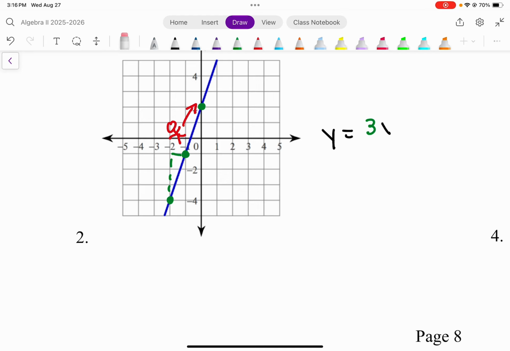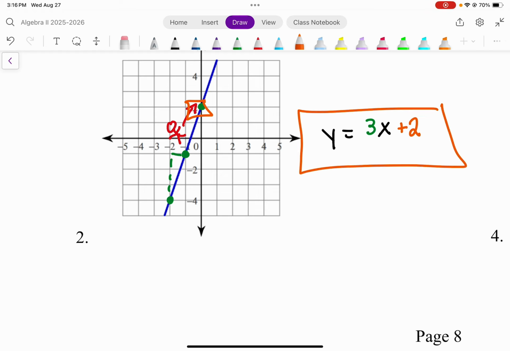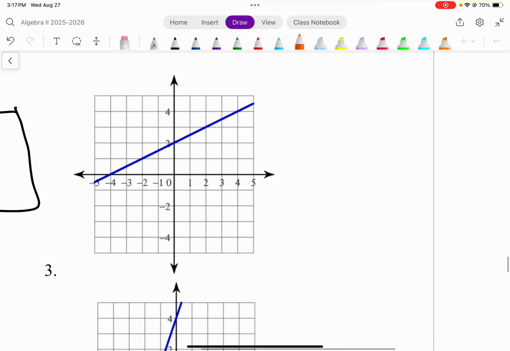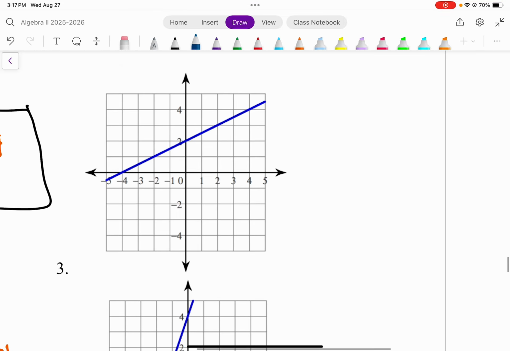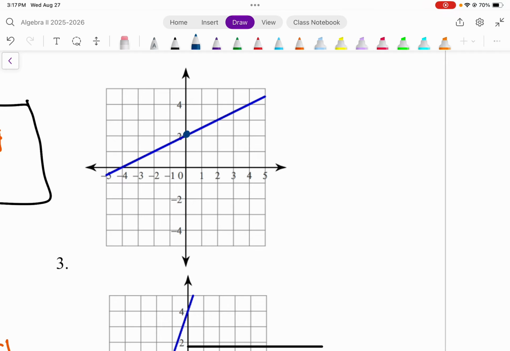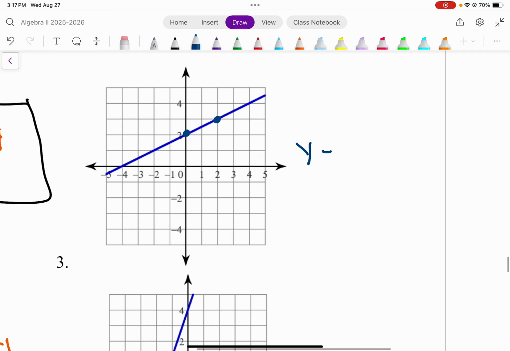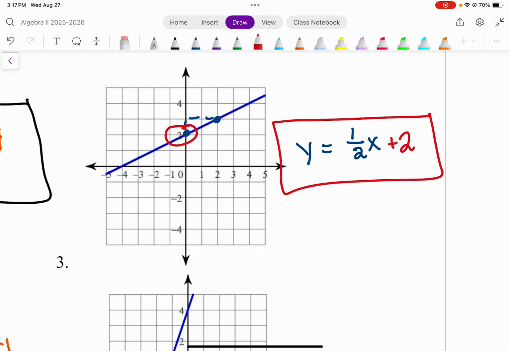Then we can find our y-intercept, or where it's crossing the y-axis. In this one, it's crossing at positive 2, so we would put plus 2. And that is our final equation, y equals 3x plus 2. Okay. Now looking at our third graph, this one also has a positive slope. It is going up. Starting our equation with y equals, goes up 1, right 2, 1 over 2, x goes with the slope. Then we find our y-intercept, and in this case, it is also positive 2.